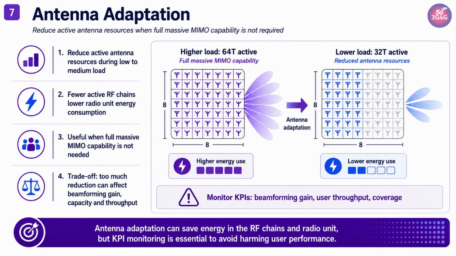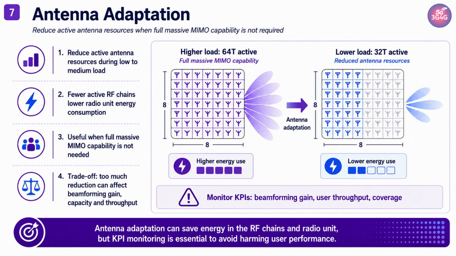For example, a higher load situation may use a 64T configuration, while a lower load situation may use a reduced 32T configuration. This can reduce RF chain and radio unit energy consumption. However, there is a trade-off. If too many antenna resources are switched off, the network may lose beamforming gain. Capacity may fall, user throughput may be affected, and cell edge users may be more sensitive to the change. So antenna adaptation must be controlled carefully.